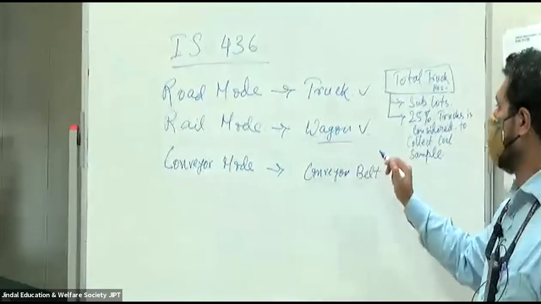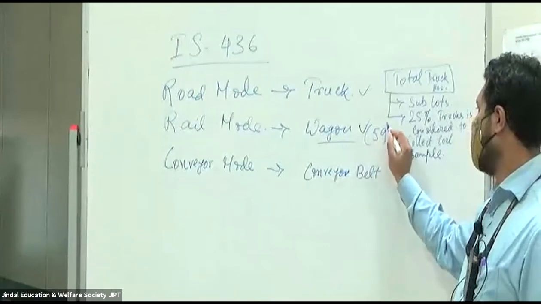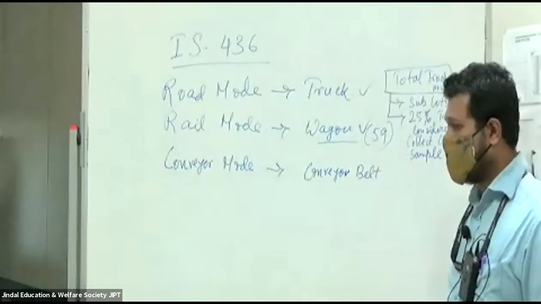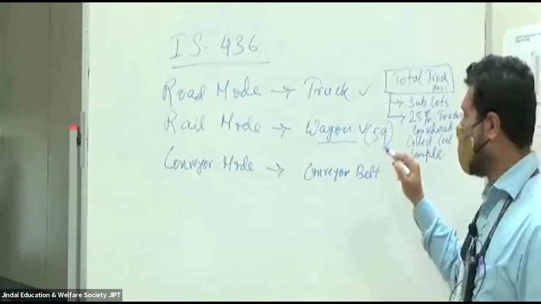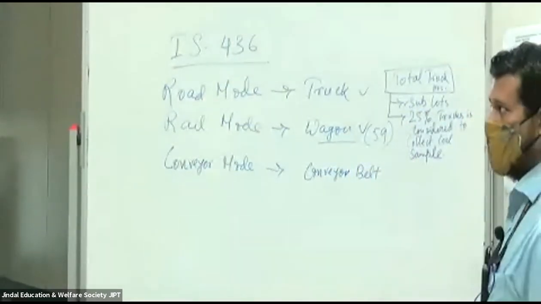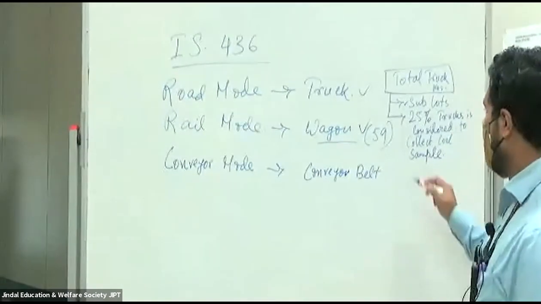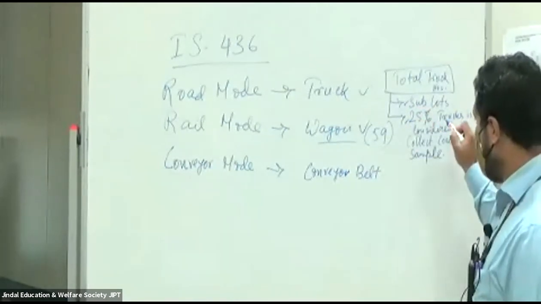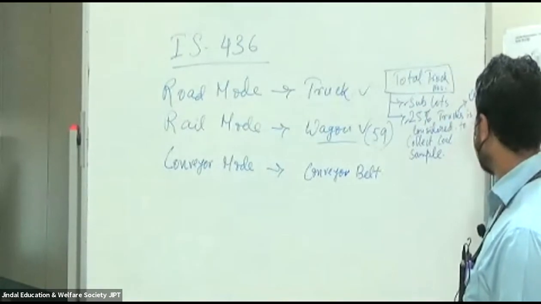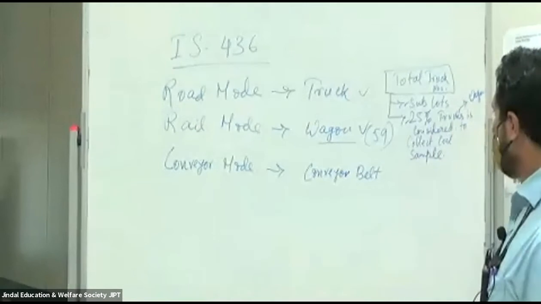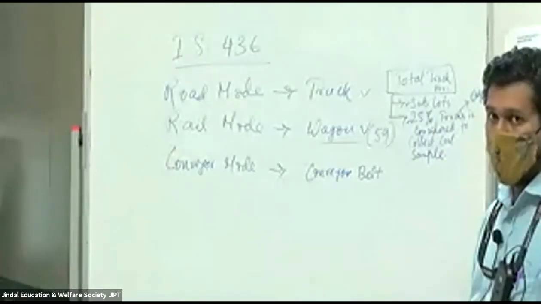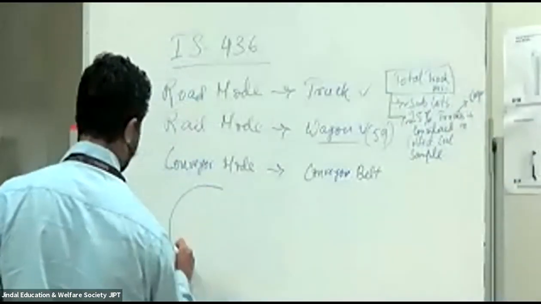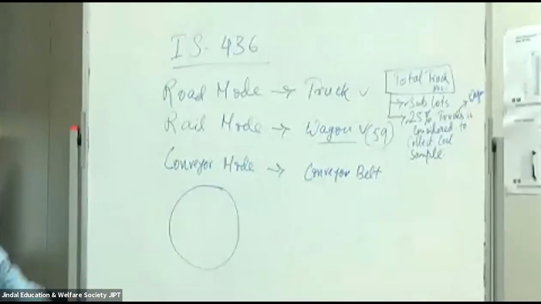In case of wagons, there are usually 59 wagons in one rake in Indian Railways. So for 59 wagons, we usually divide them into several sublots as per IS 436. If you go through that standard, you will easily find it. After dividing into several sublots, we select 25% of wagons from each sublot to collect the coal sample. Afterwards, all the collected coal is mixed to make a heap. So it is a heap of coal.